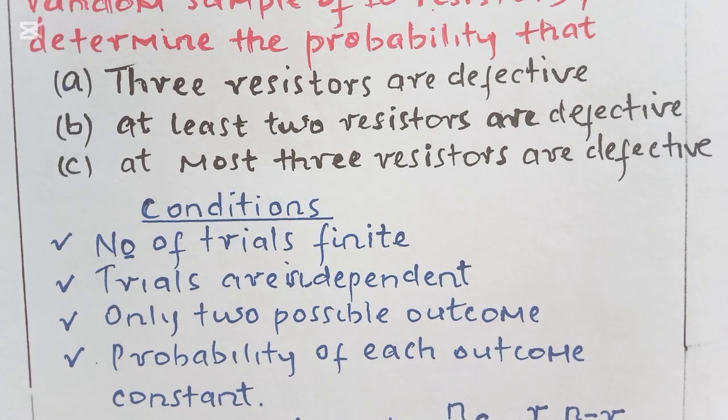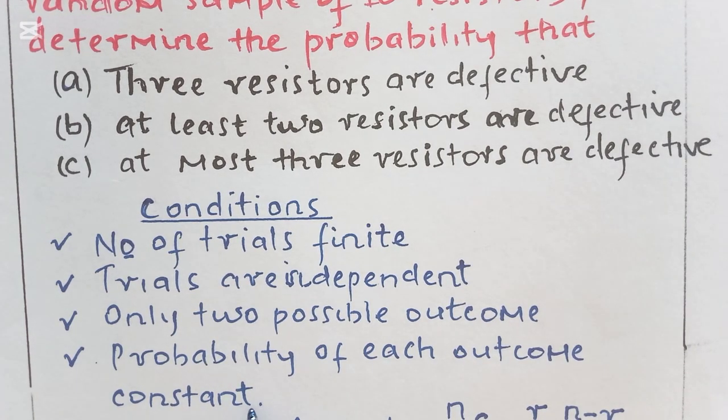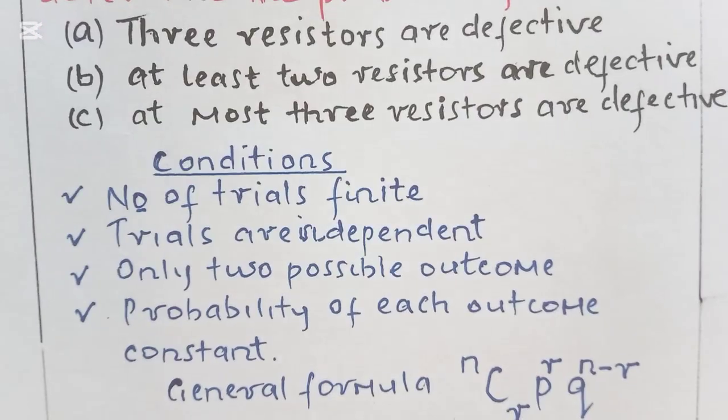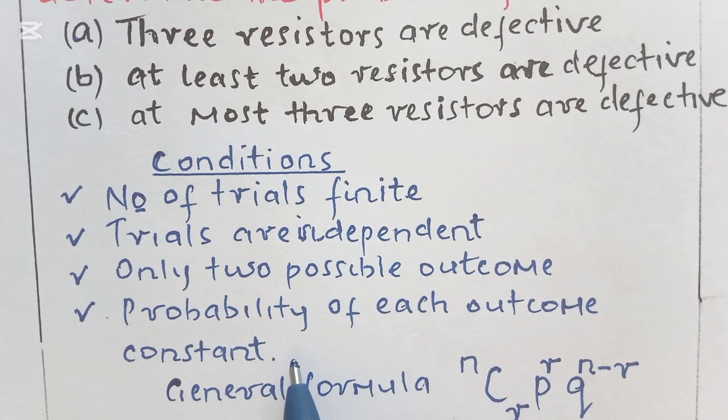Then the next one is that the probability of each outcome is constant. This means the probability of each outcome should be constant. For example, in tossing a coin, the probability of getting a head is a half, the probability of getting a tail is a half. So it should remain the same. That is, the probability of getting a head always should be a half.